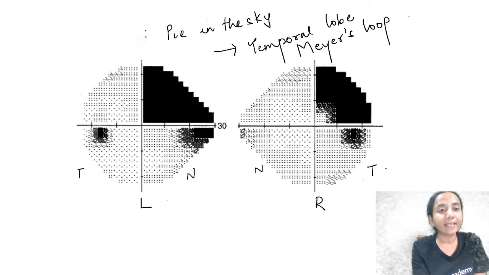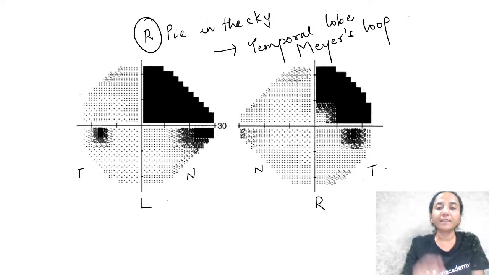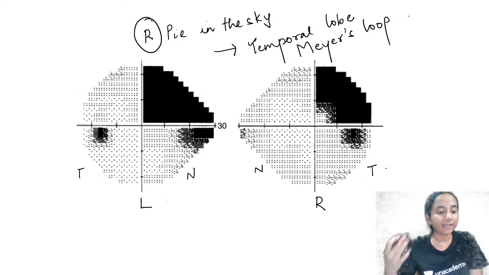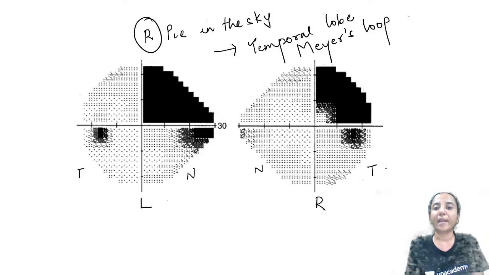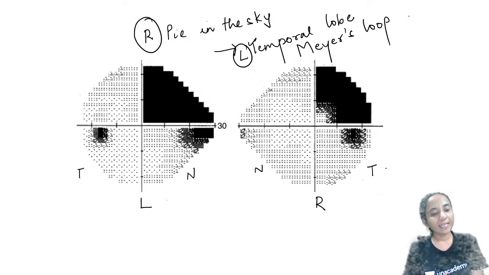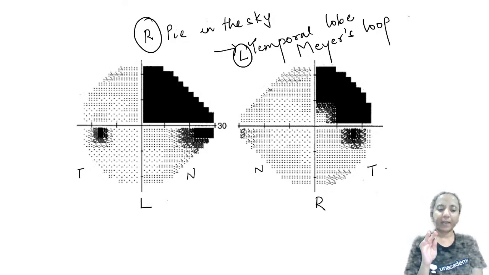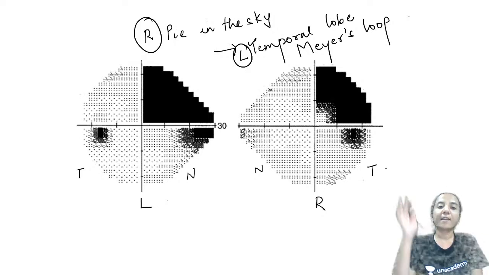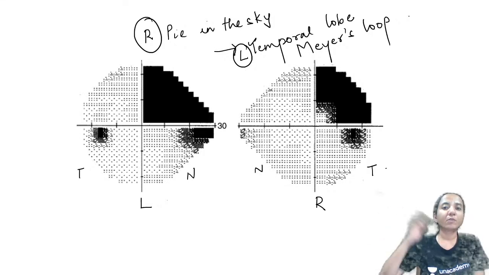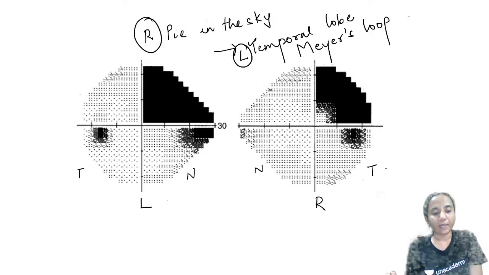Correct. This is a right-sided pie in the sky again because see the blackening is on your right-hand side. So therefore the site of the lesion will be the left temporal lobe or the left-sided Meyer's loop. ठीक है, the same concept that we applied for homonymous hemianopia वो same ही है यहाँ भी. We are applying the same thing here also. So this is a right-sided pie in the sky. So site of the lesion is your left-sided temporal lobe or your left-sided Meyer's loop.